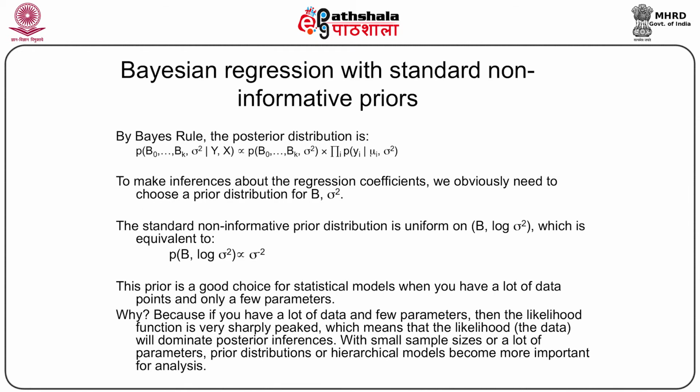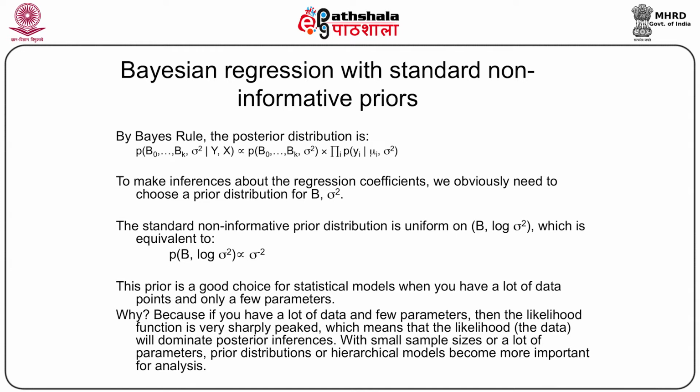So, Bayesian regression with the standard non-informative prior. How do we proceed? By Bayes' rule, the posterior distribution p of b0 to bk, sigma square given y, x is proportional to the prior of b0 to bk, sigma square times the product of the individual densities of yi given mu i, sigma square. To make inferences about the regression coefficients, we obviously need to choose a prior distribution for b and sigma square. The standard non-informative prior distribution is uniform on b and log sigma square, which is equivalent to p of b, sigma square proportional to sigma to the power minus 2.